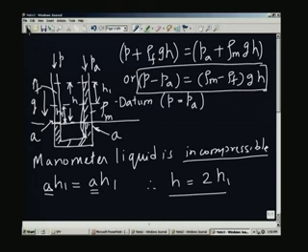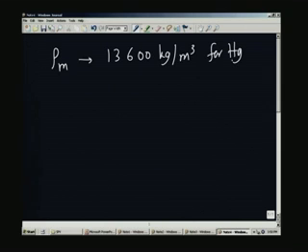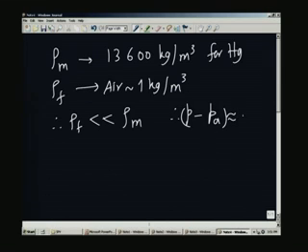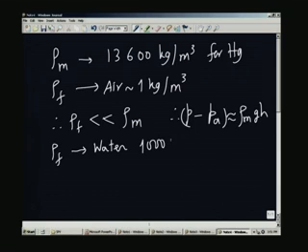So, let me write it down in the next. So, rho m is about 13,600 kg per meter cube for mercury, rho f, if I have air, it is about 1 kilogram per meter cube, slightly more, but it is all right to do that. Therefore, rho f is very small compared to rho m, and therefore, P minus Pa I can approximate as rho m G H. Suppose I am measuring in water, rho f for water is about 1000 kg per meter cube.